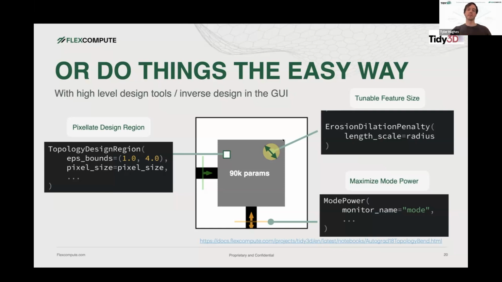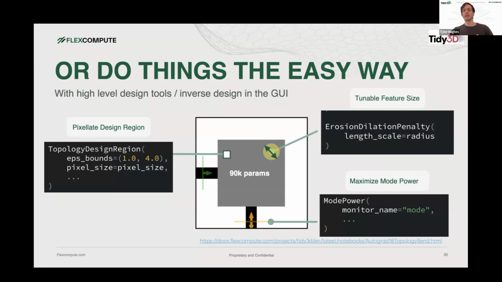So for example, if I'm doing this waveguide bend, I might say that this gray box is my design region. I'm going to split it up into a bunch of pixels, and I want the pixels to go between, let's say, air and epsilon of 4. So I can set that up very easily.